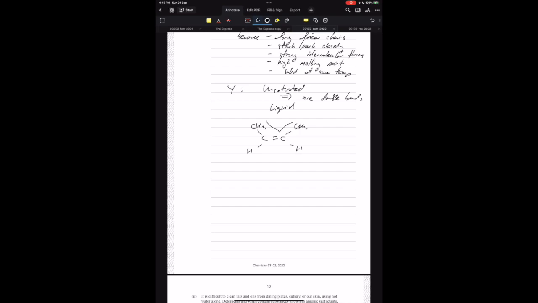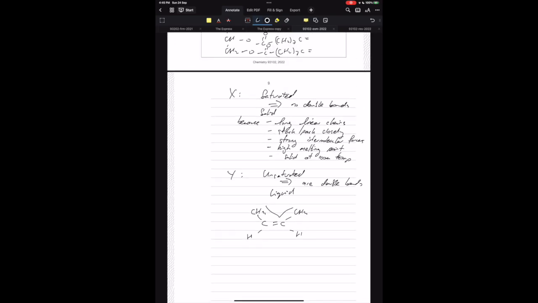And because you don't have any linear structure, it's the same logic as here. You don't have linear structure. They stack or pack less closely. They don't stack together as well. So you have weaker intermolecular forces. You have a lower melting point, and so it is a liquid at room temperature.